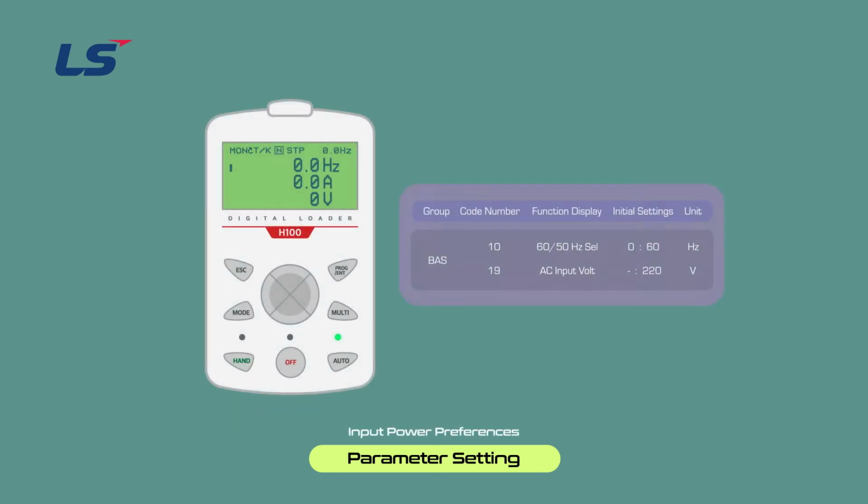The input power frequency can be set in BAS 10. Set the frequency according to the environment you use. In this video, we will set it to 60 Hz. The input voltage can be set in BAS 19. Set it up according to the environment you use.